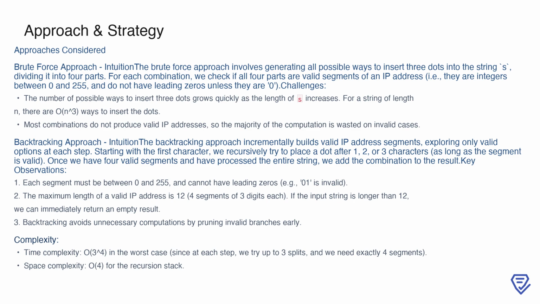There are a few key observations that guide this approach. Each segment must meet the same criteria as in the brute force method, being between 0 and 255 without leading zeros. Additionally, since an IP address has a maximum of 12 characters, strings longer than this can be immediately discarded. The advantage of backtracking lies in its ability to prune invalid paths early, saving time and computational resources. Its time complexity in the worst case is 3 to the power of 4, as we explore up to 3 splits per segment for exactly 4 segments, and the space complexity is O(4), accounting for the recursion stack.